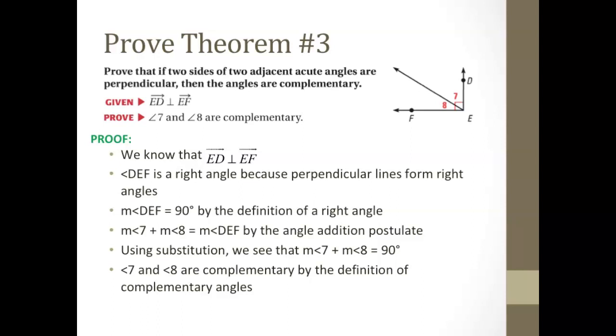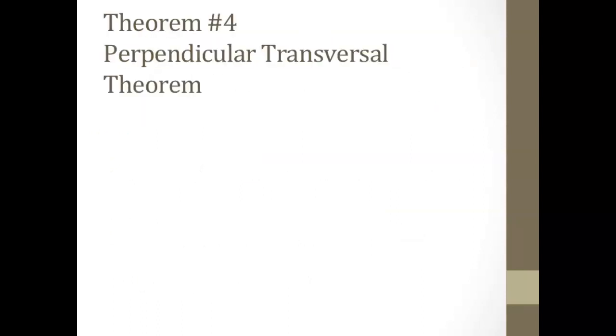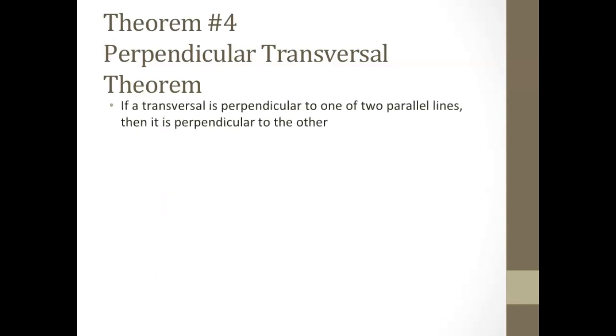All right, let's get back to our theorems. So theorem number 4, the perpendicular transversal theorem. This says, if a transversal is perpendicular to one of two parallel lines, then it is perpendicular to the other. Here's a diagram to understand what we're talking about here. So the transversal here is J. And so what this theorem is saying is, if you know that J is perpendicular to H, then you know that J must also be perpendicular to K.